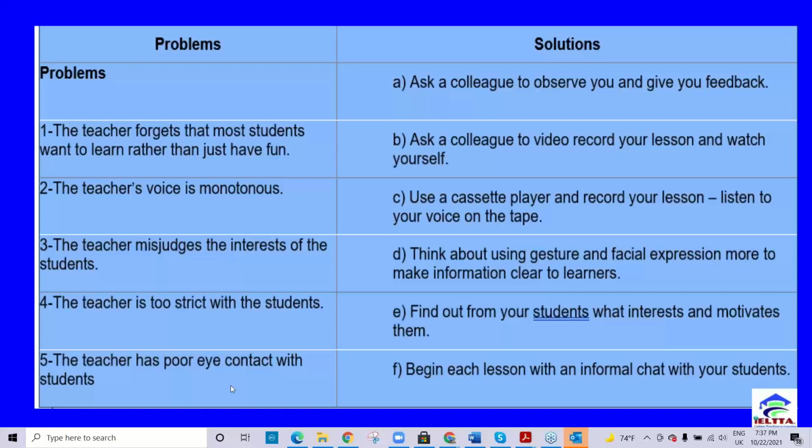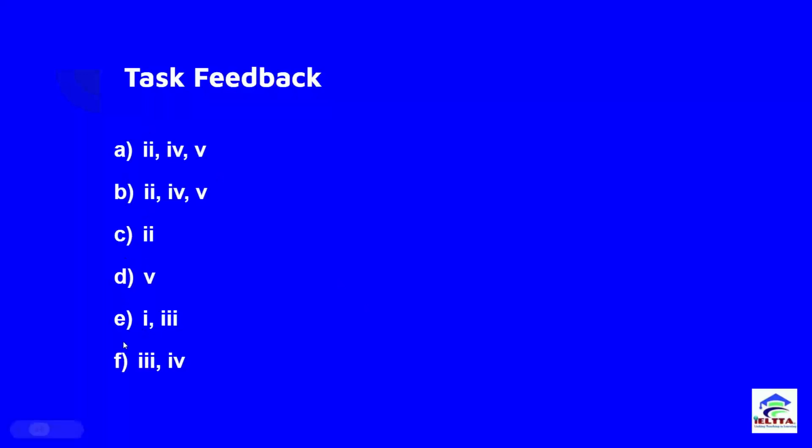For number 3, the teacher misjudges the interests of the students. It could be that you could ask a colleague to observe you. It could be a good solution, more than one solution actually. The teacher has poor eye contact with the students. Also, you could ask a colleague to observe you and give you feedback, or you can video yourself and then see what is going on. These are possible answers. So as you can see from the feedback of the task, one problem could have many possibilities.